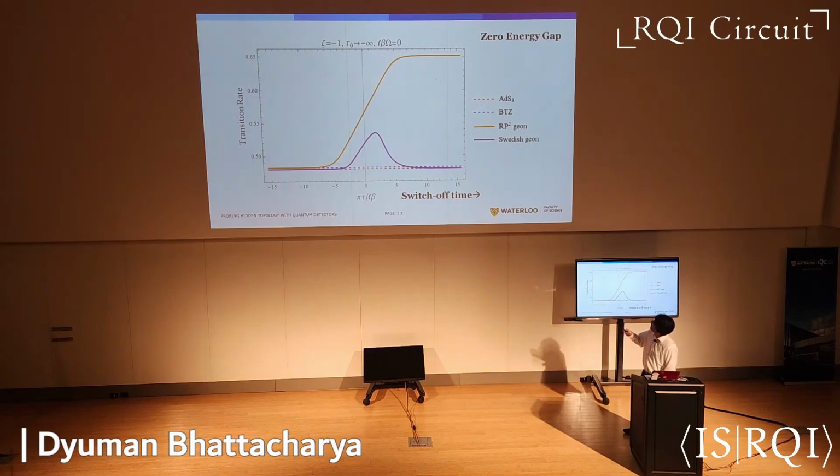So, as you can see, the RP2 geon spacetime crosses the preferred spatial slice at t equals 0, and then is constantly different from that of its parent spacetime, which is BTZ. And the Swedish geon, on the other hand, experiences a bump. It approaches the preferred spatial slice at t equals 0, crosses it, and then dives back down to AdS₃ spacetime. And this is for a gapless detector.